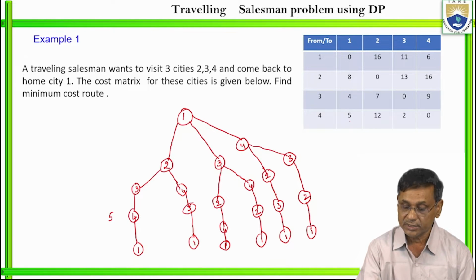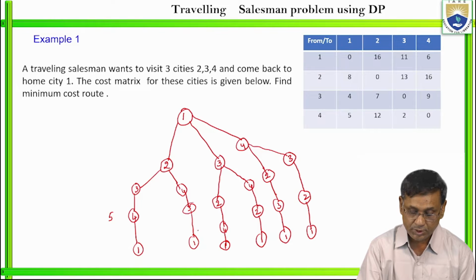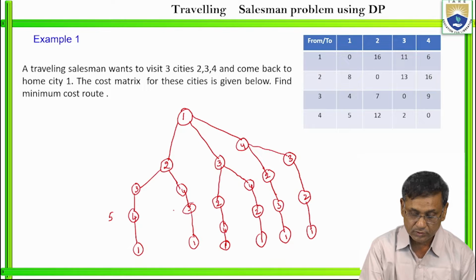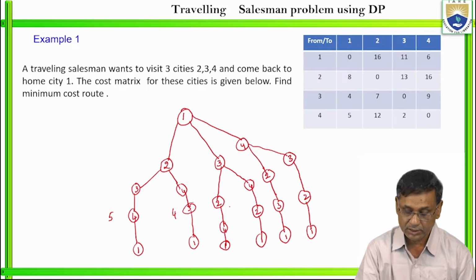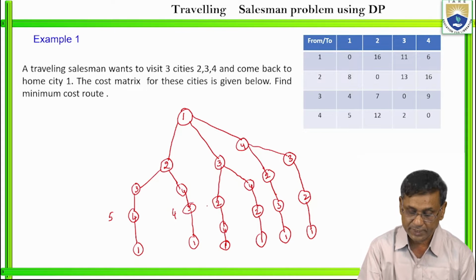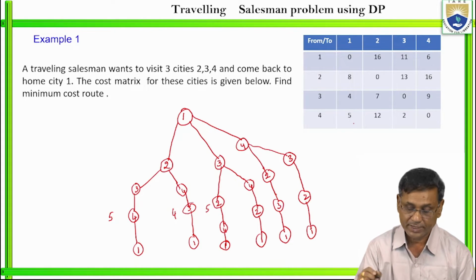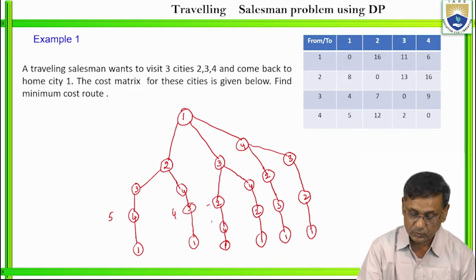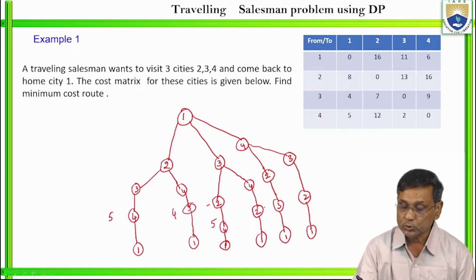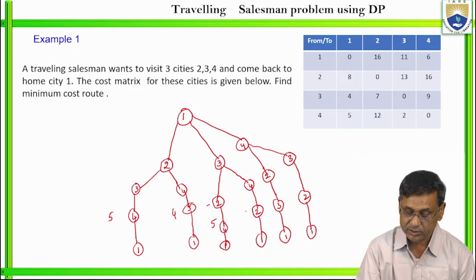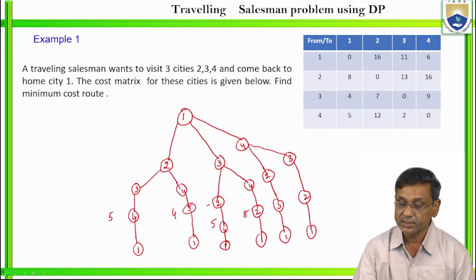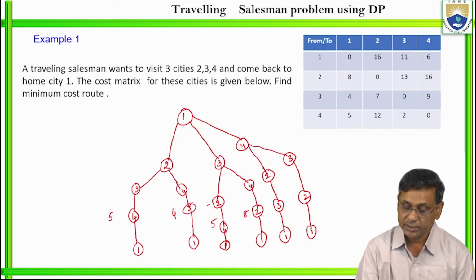4 to 1, the distance is 5. 3 to 1 is 4. 4 to 1 is 5. 2 to 1 is 8. 3 to 1 is 4. 2 to 1 is 8.